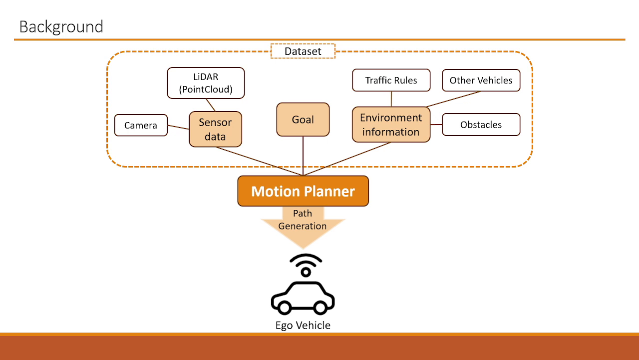In other words, it acts as the brain of the ego vehicle, and training it effectively is one of the most crucial challenges in autonomous driving. Naturally, training a motion planner requires a vast amount of high-quality data covering diverse situations. However, collecting such data in real-world environments is extremely difficult.